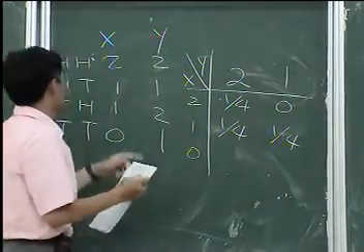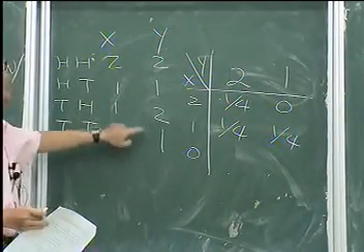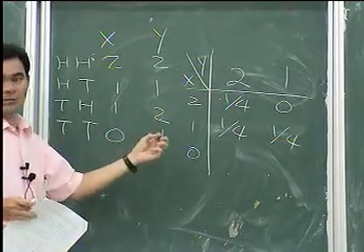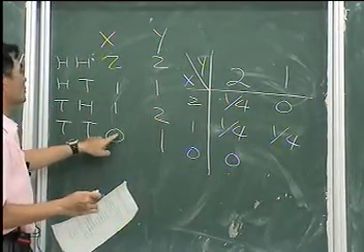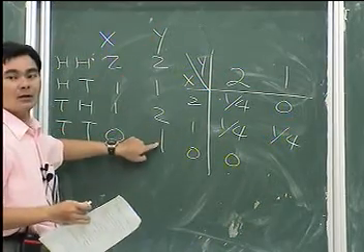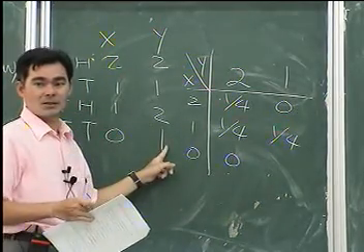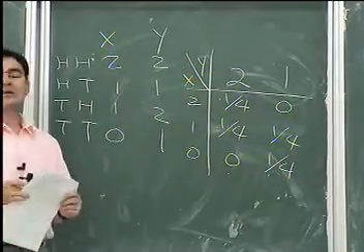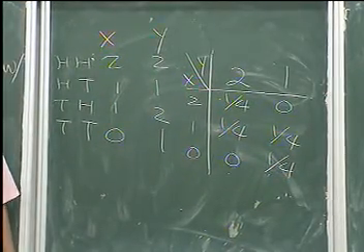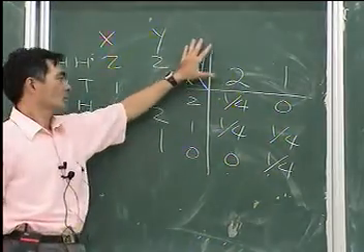1/4. X equals 0, Y equals 2. And X equals 0, Y equals 1. One possibility, right? So that's 1/4. So any questions so far? How to draw this picture?